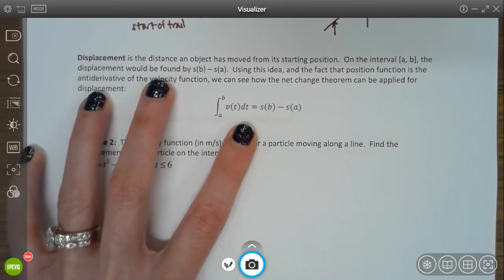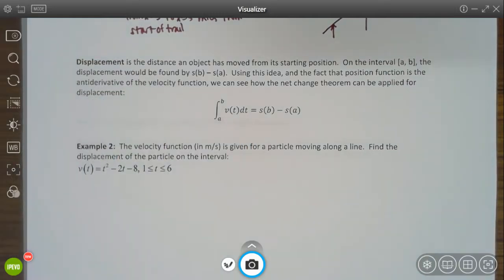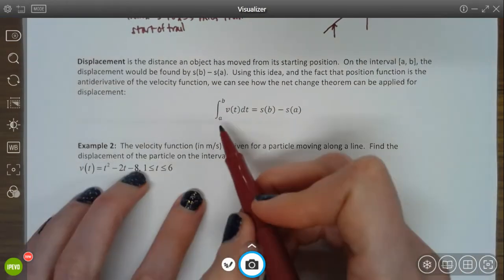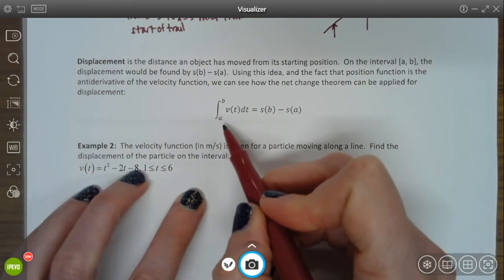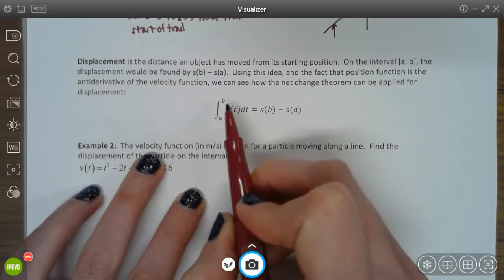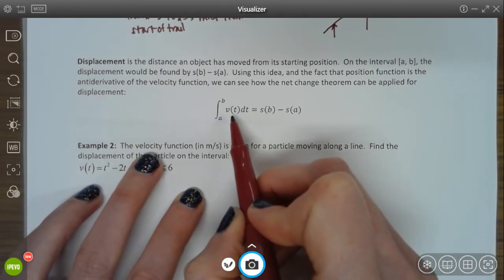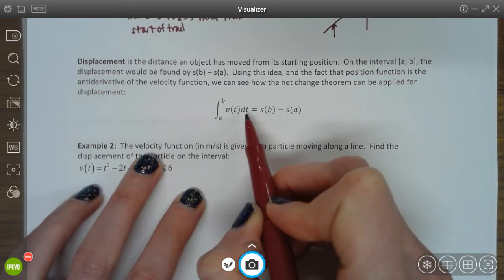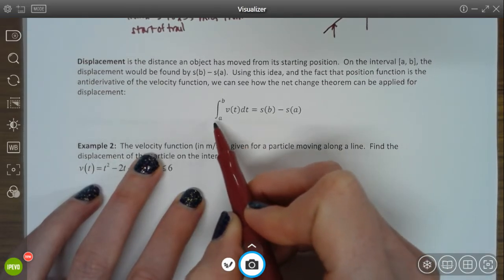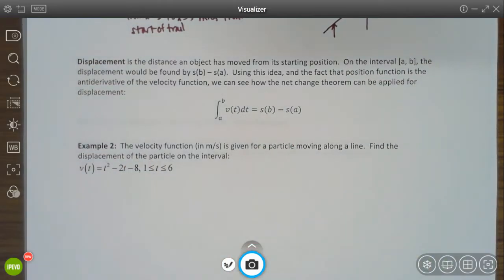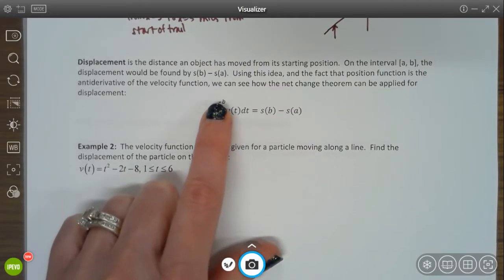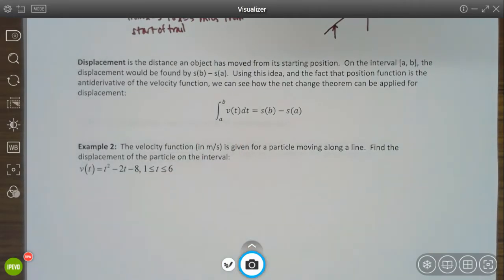And if we dig a little bit deeper and we think about how position s of t is actually the antiderivative of the velocity function, we can see how the net change theorem can be applied for displacement. So this right here would now be our formula for displacement of an object. If I take its velocity, its rate of change in position over time, and multiply it by its change in time, and I sum up all the values from a to b, that would get me the displacement, or s of b minus s of a. The antiderivative of velocity is position, and then I substitute my upper bound minus my lower bound.